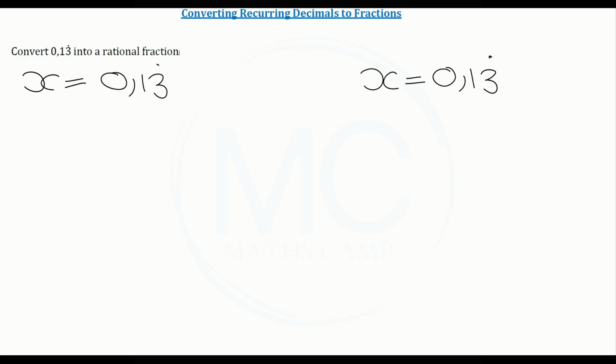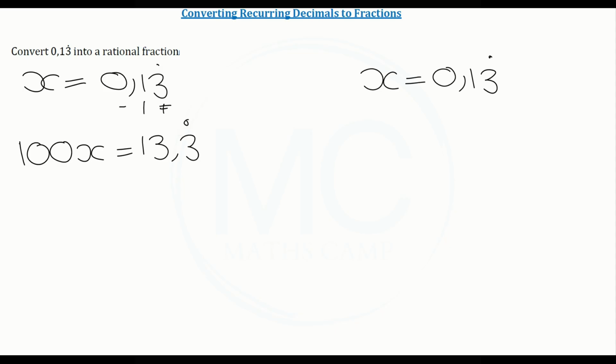Now for equation 1, we multiply x by 10 for the amount of digits after the decimal place up until the end of the first repeated pattern. Now 3 is our repeated pattern, but from the decimal place we have 1, 2 digits until the end of the repeated pattern. So we multiply x by 10 twice. So we can say 100x is equal to 0.13 recurring multiplied by 100 gives us 13.3 recurring.